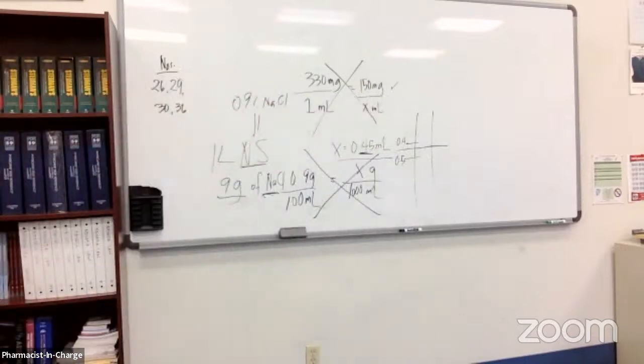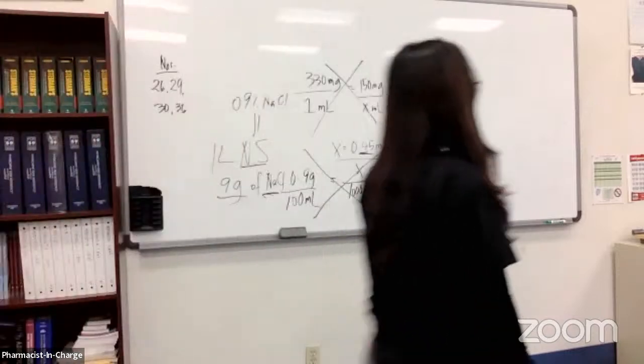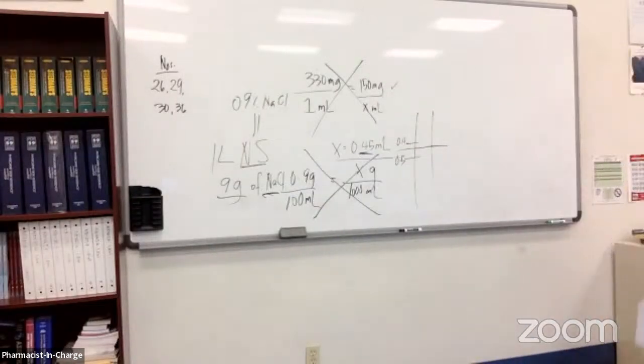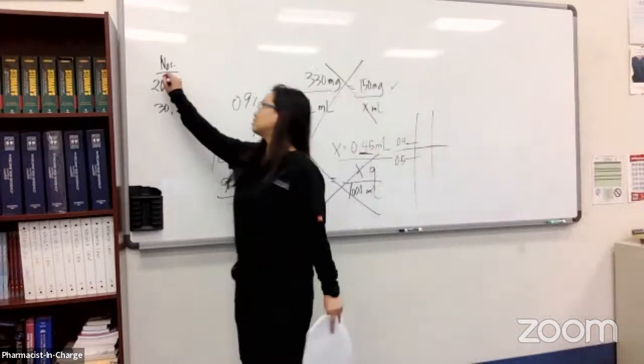Who got 9 grams? Who got NaCl on the second blank? Who put NS on the second? Better not. Number 28, is 28 on the board? Thank God it's not. It used to be in the previous classes, because people overthink.